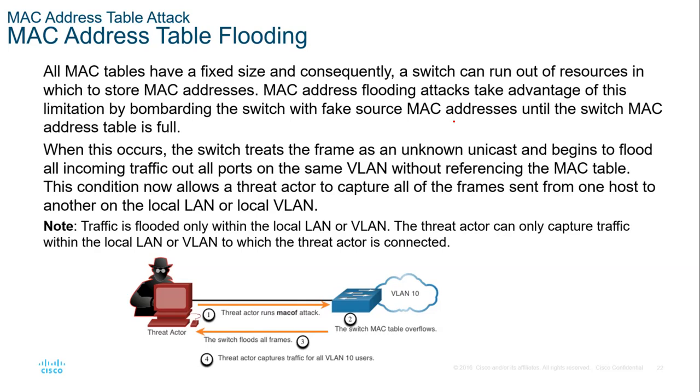So MAC address flooding attacks take advantage of this limitation by bombarding the switch with fake source MAC addresses until the switch's MAC address table is full. Once the table is full, the switch treats frames as unknown unicast and begins to flood all incoming traffic out of all ports on the same VLAN without referencing the MAC address table, because the table is full. So there is no need for comparison. Whatever comes in is treated as unknown unicast and is flooded.